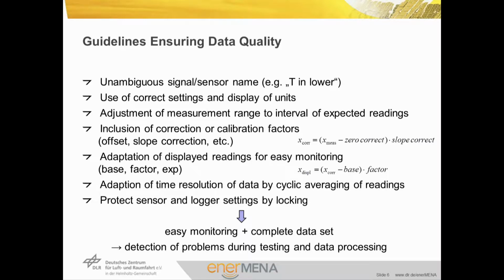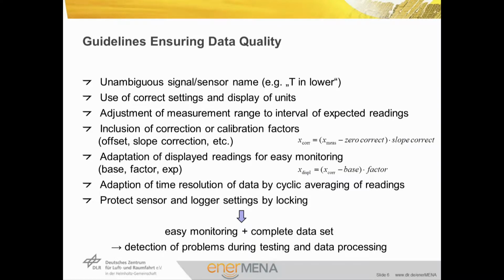Adjusting the measurement range to the interval of expected readings maximizes the resolution of the signal. If correction and calibration factors like offsets or slope corrections are included directly in the data acquisition, the readings displayed during testing represent measurements and thus facilitate debugging, monitoring of test operation, and the identification of unexpected effects. Adapting display settings is another option to facilitate test monitoring.